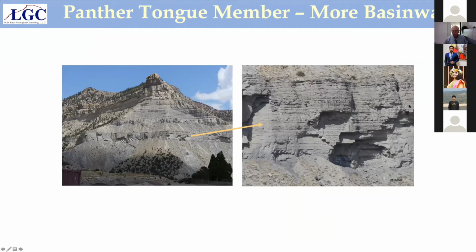And so, what has happened to all of the sand? As you move basinward and you move into deeper water, the sand is not able to be transported that distance. We still have the vertical accumulation of sediment, and so the Panther Tongue eventually starts to look like, and actually a little bit further, just becomes another part of the Mancos Shale. But you can still see some of those cycles that are within here.